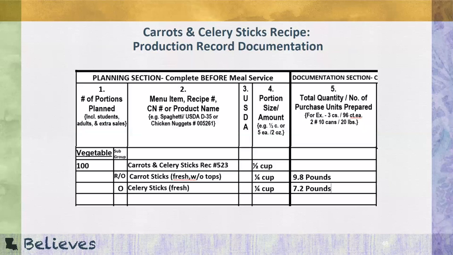As an example of a best practice in documenting SFSP meals using production records, follow the documentation listed on this page. After using the food buying guide, the sponsor knows both the amount and type of carrots and celery to purchase and knows how to document the item description, the portion size in cups, and knows to document the total quantity prepared under column 5 in pounds. The sponsor is now confident that the 100 children forecasted to pick up a meal will be offered a 1/2 cup creditable vegetable serving with all of the requirements included.